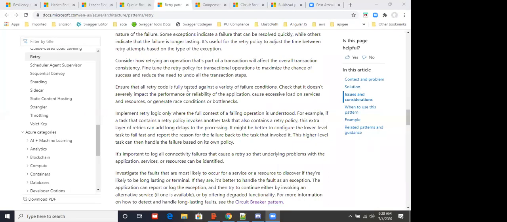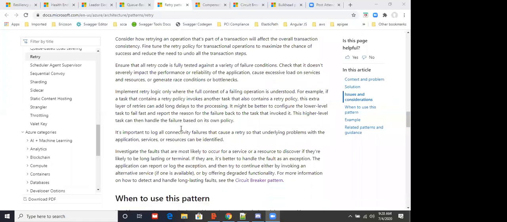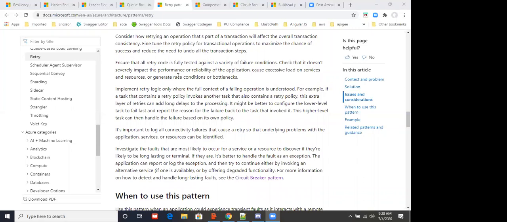You can actually go through all these considerations. In the interest of time, I'm not going to go through all of them.